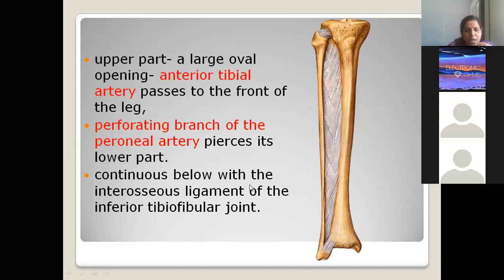So now see here, continuous below with the interosseous ligament, you will see this peroneal artery branch. That is the perforating branch, which will come here to the front and supply the front of the leg. That is the last point written here.